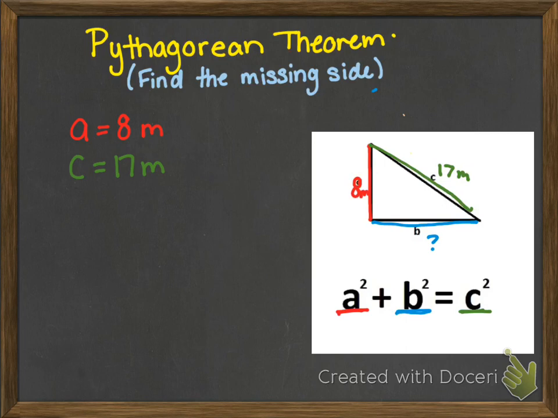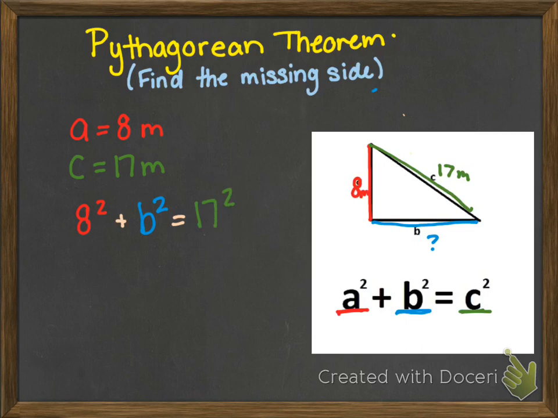So I'm going to go ahead and fill this in to my formula. So plug those values into my formula. So 8 squared plus B squared equals C squared. So that's going to be 17 squared.